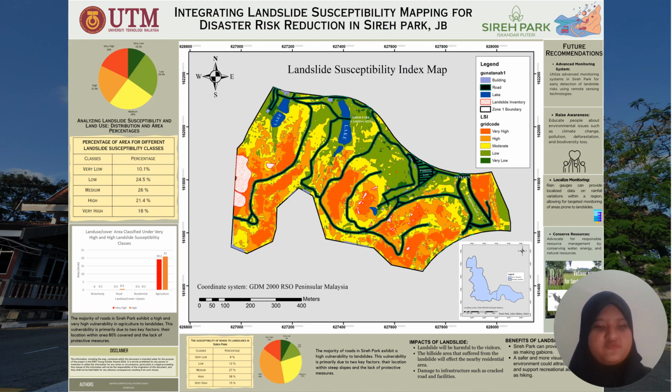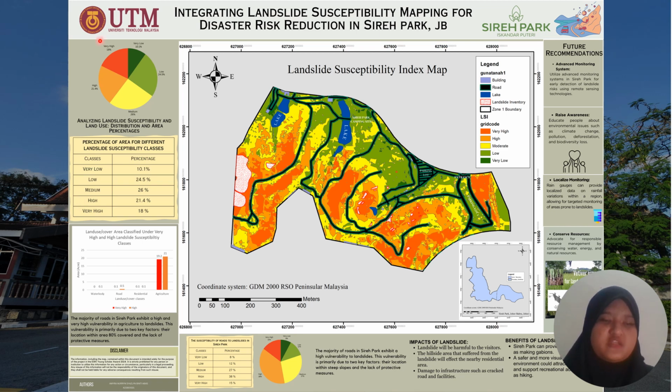So let's go into the first analysis, which is landslide susceptibility and land use distribution and area percentage. I made this analysis from the pie chart that we can see. The color indicator from the output map shows from very low to very high. I managed to find 5 classes here: very low, low, medium, high, and very high, with percentages of 10.1% for very low, 24.5% for low, 26% for medium, 21.4% for high, and 18% for very high.